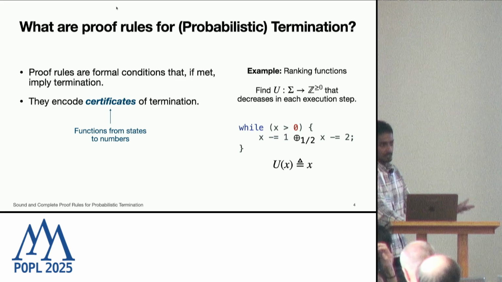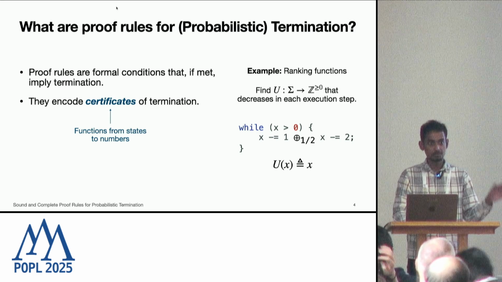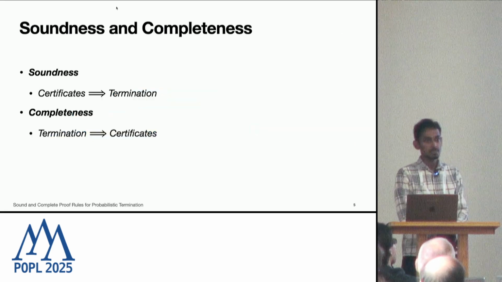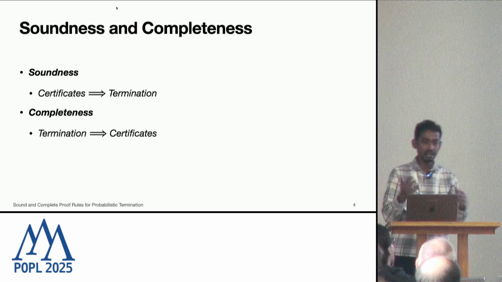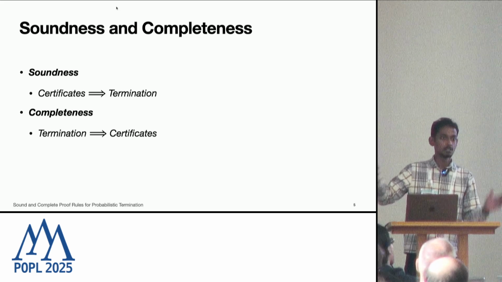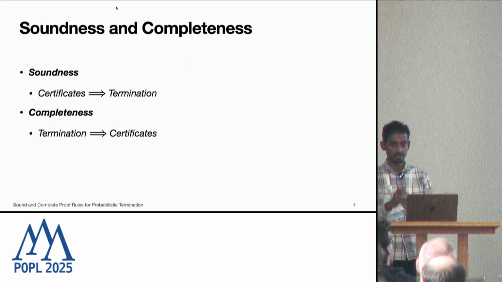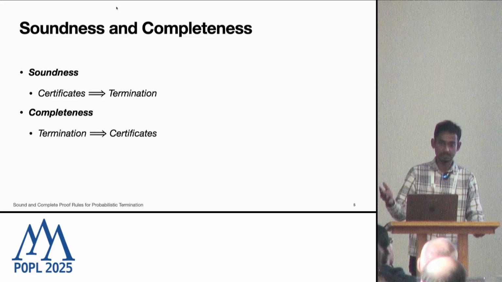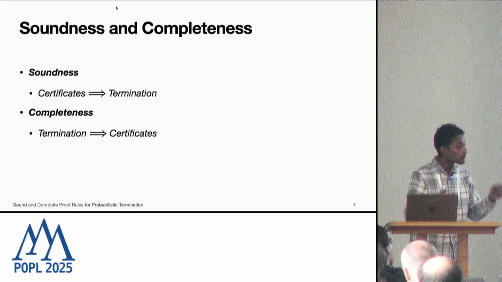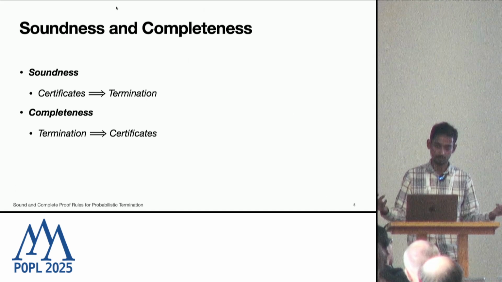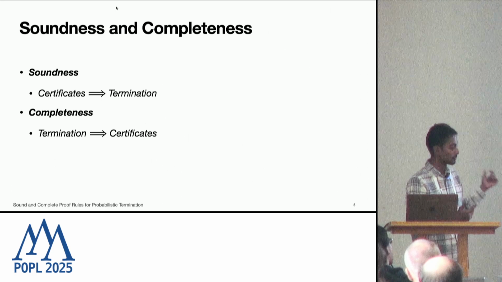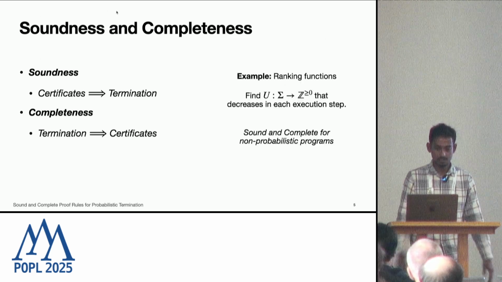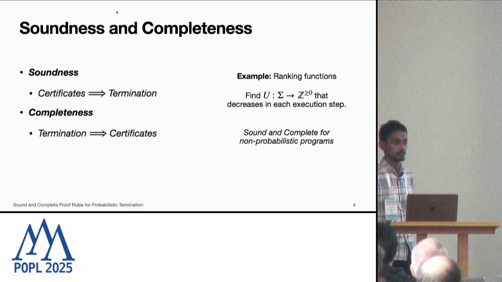To properly capture probabilistic termination, we want these proof rules to be both sound and complete. Soundness means that if we find certificates matching the proof rule for a particular input program, that program definitely does terminate. And completeness means that if you have a program that definitely terminates, then there will exist some certificates that match the proof rule for the program. So we want both soundness and completeness. And for non-probabilistic programs, the ranking functions that I mentioned earlier are already sound and complete for termination.